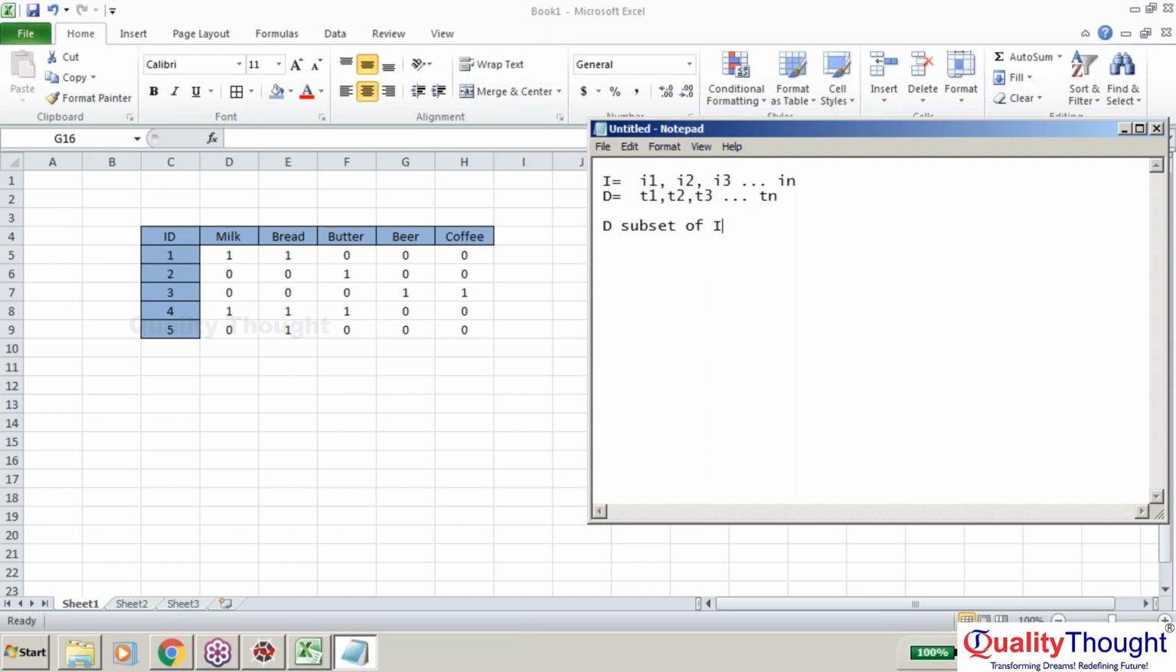In statistical terms, we call these item sets X and Y. One is X, which is the antecedent, otherwise the left-hand side. Another one is Y, the consequent, which is the right-hand side.